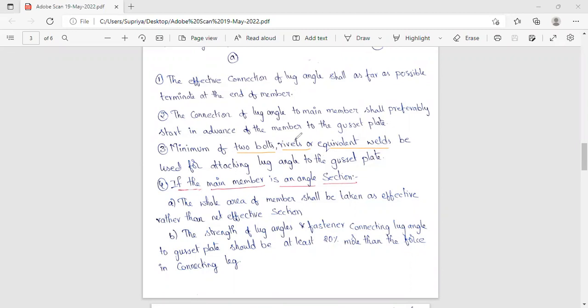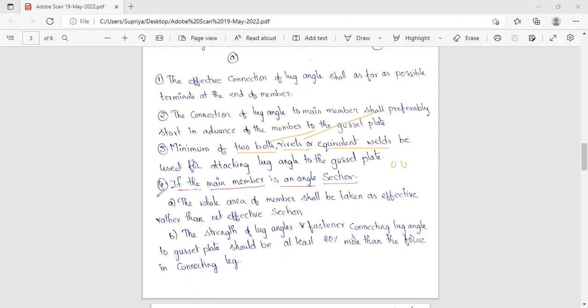Okay, so if 1 bolt or 1 rivet is provided, it is not a fixed connection, it will rotate. If 2 bolts, or more than 2 bolts, are provided, then it is a fixed connection. So 2 or more bolts or rivets will be provided to connect the lug angle and the gusset plate.